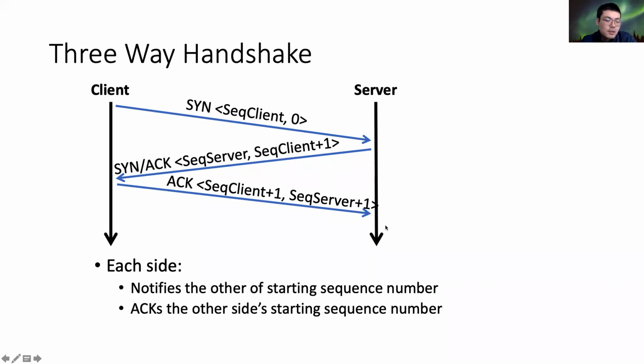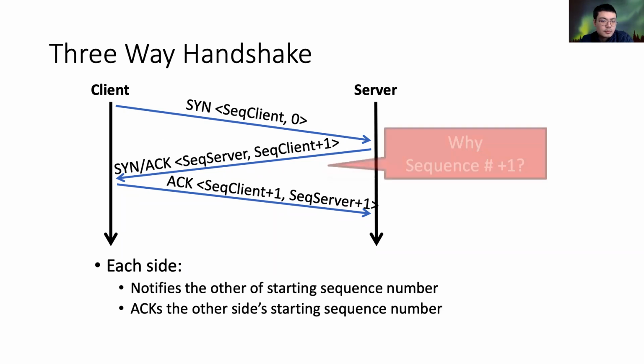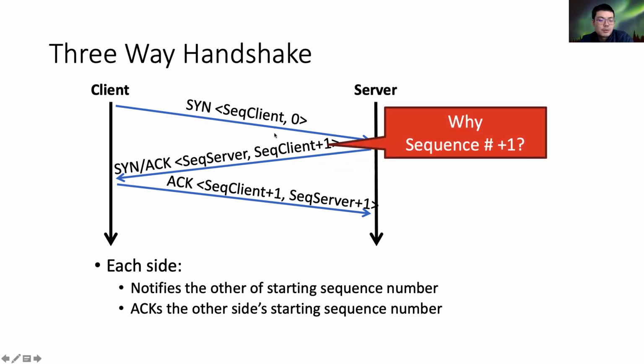You only need three messages. Each side will notify the other side of the starting sequence number that it selects randomly. As we said, it's random selection for security, that's one important reason. It also acknowledges the other side's starting number. So, hey, I know your number, and plus one means I received this. Initially you start from here, but you send plus one, meaning the next message should start from client plus one. That's why it will send client plus one. Here plus one means you received something, you acknowledge it, and you advance the sequence number.